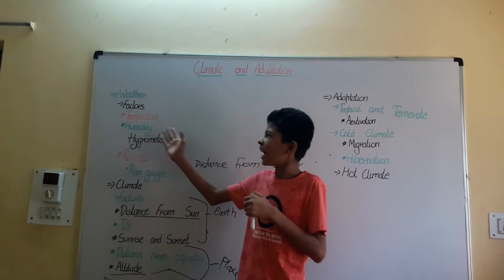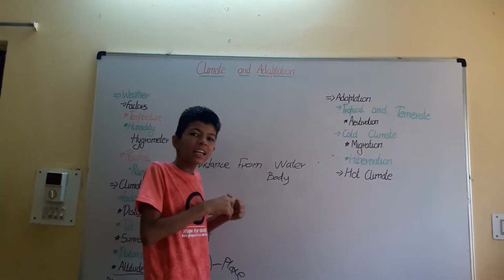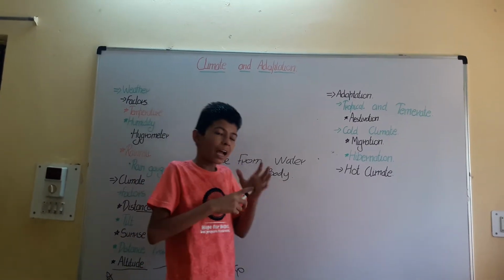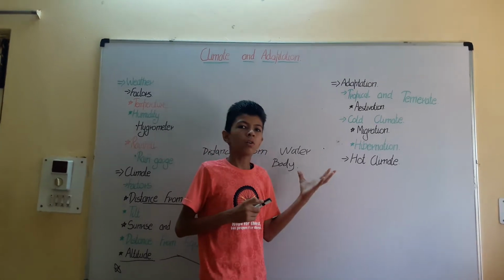So a place which has higher humidity is called humid and hot. But in Rajasthan it is dry. Dry is the opposite of humid, which means less presence of water vapor.